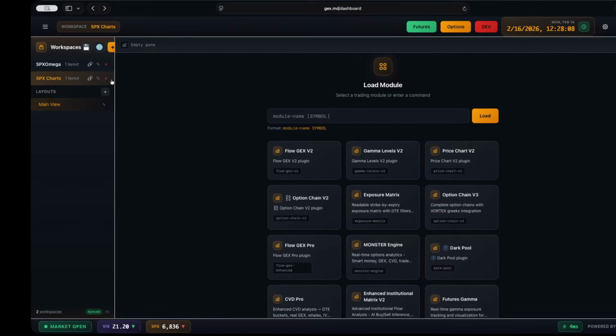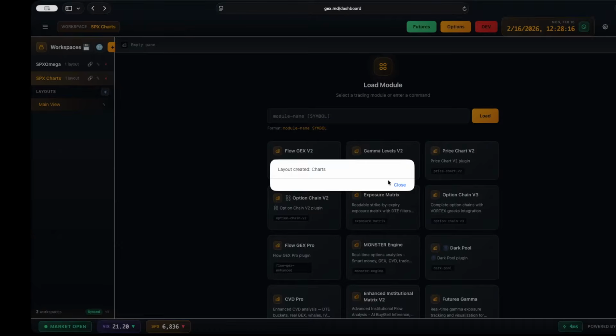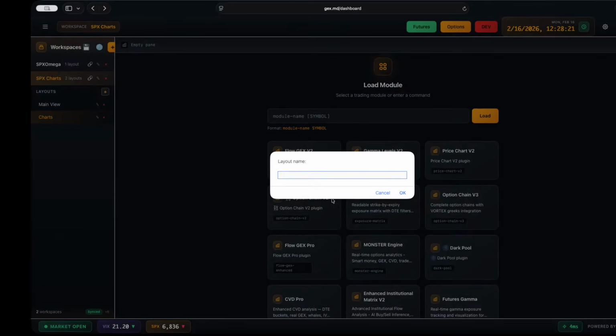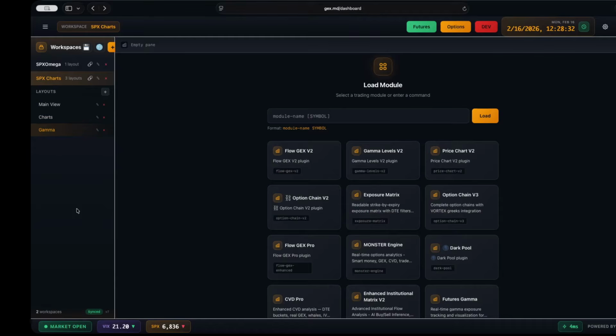Then you click there, and then you can create a layout. For that, you say you want to do the chart, and then you get one layout, and then you can create another one, say gamma, for example. Then you can keep creating no matter how many layouts you want of the SPX chart. Why do we do that? So you can navigate faster between screens, so you don't have to go back and forward and redo the whole thing again.